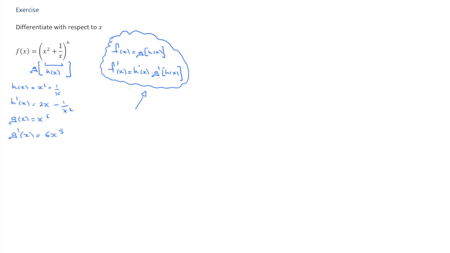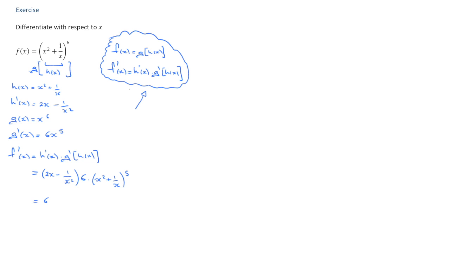Now, using this formula for the chain rule, we can state that f dash of x, the derivative, equals h dash of x times g dash of h of x. And now replacing each of those, h dash, g dash, and h, leads us to the following. h dash was 2x minus 1 over x squared times g dash of h of x. Well, g dash was 6x to the power of 5, so g dash of h of x will be 6 h of x to the power of 5. And since h of x was x squared plus 1 over x, that's 6 times (x squared plus 1 over x) to the power of 5.